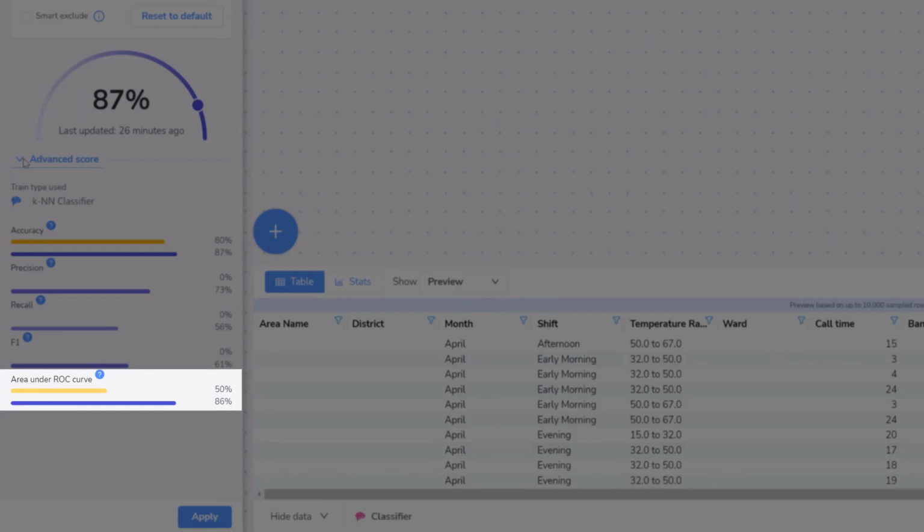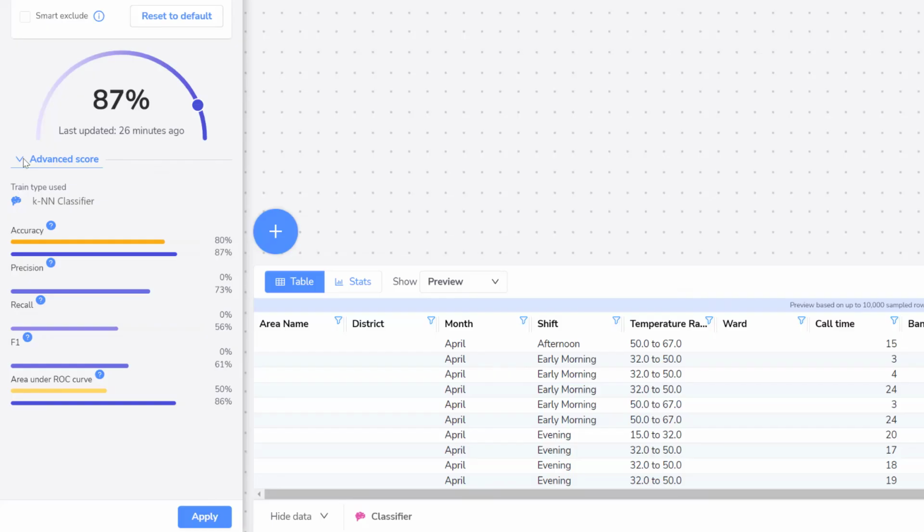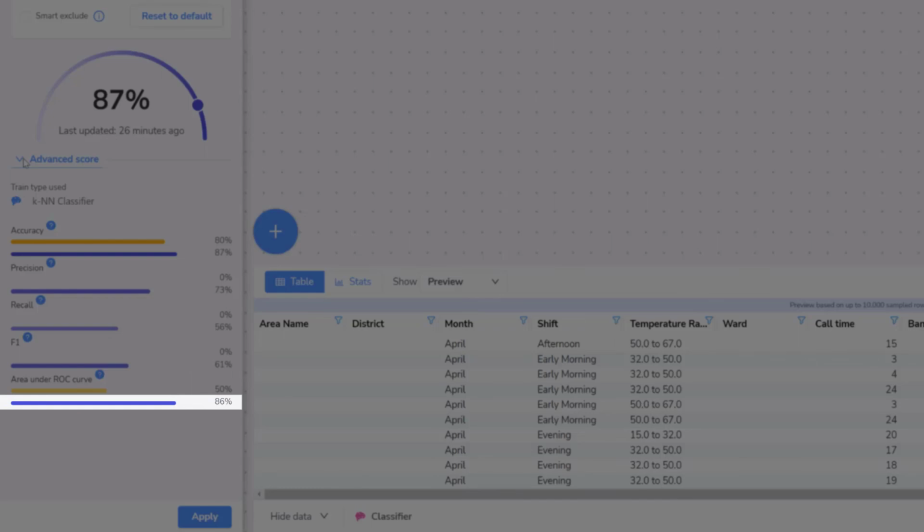The area under ROC curve score tells how well the model can determine whether there will be a doomsday incident or not. It's a great way to summarize the overall diagnostic accuracy of the model. In the doomsday analysis, the value of 86% is an excellent score and much better than the baseline of 50%.